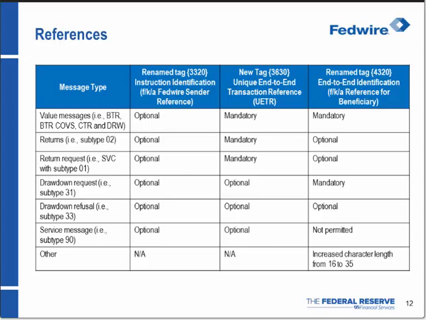This tag is used to carry the UETR for those participants that have joined the Swift GPI service, as well as for our Fedwire Funds Service participants to use as another end-to-end reference. And the last column is for tag 4320, which we have also renamed to end-to-end ID. We will be increasing the character length from 16 to 35 characters, as noted at the bottom.